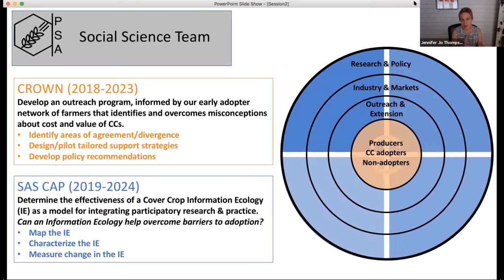And then as we moved into the SAS CAP, again, our scope expanded. And you may have stumbled across in the proposal or elsewhere the idea of an information ecology. And so our focus there from the social science team, among a few other things, has been to look at this cover crop information ecology as a model for approaching research. So I want to stop for just a brief second and explain what we mean by that, right?